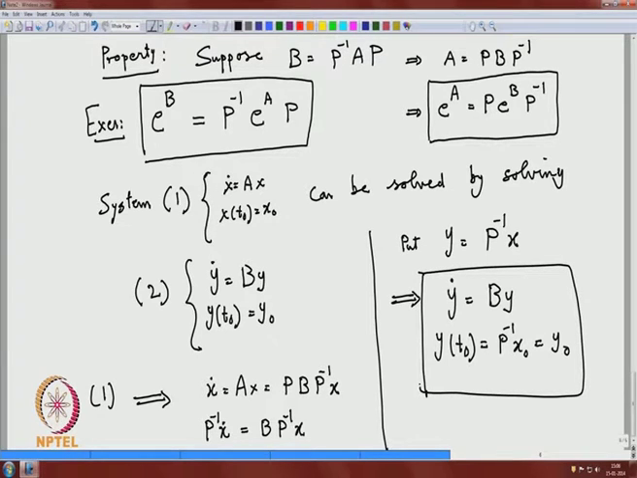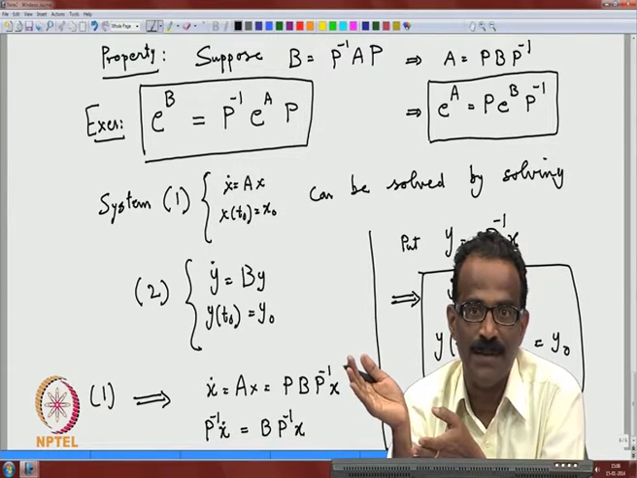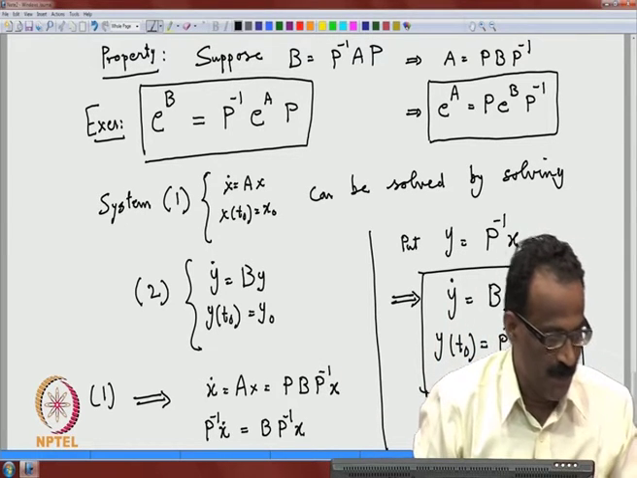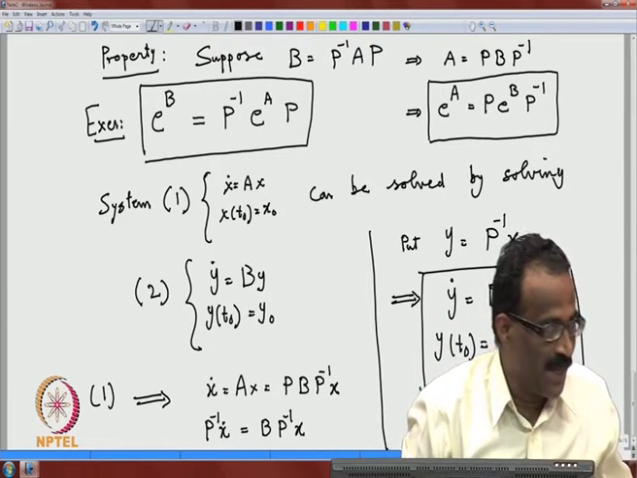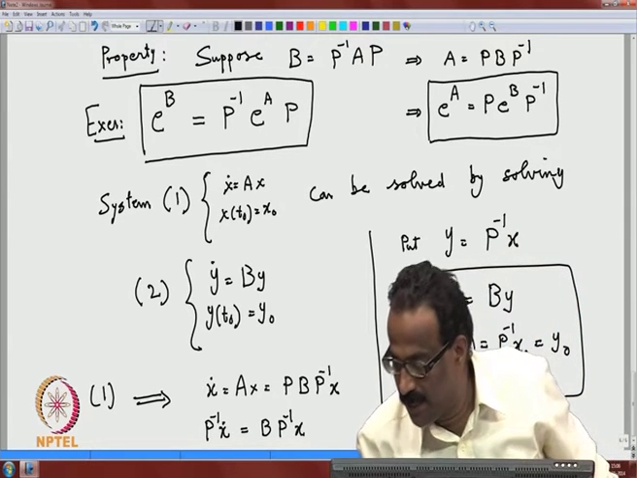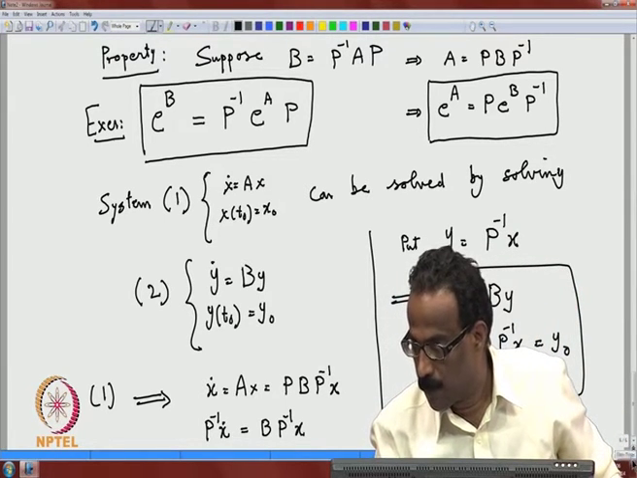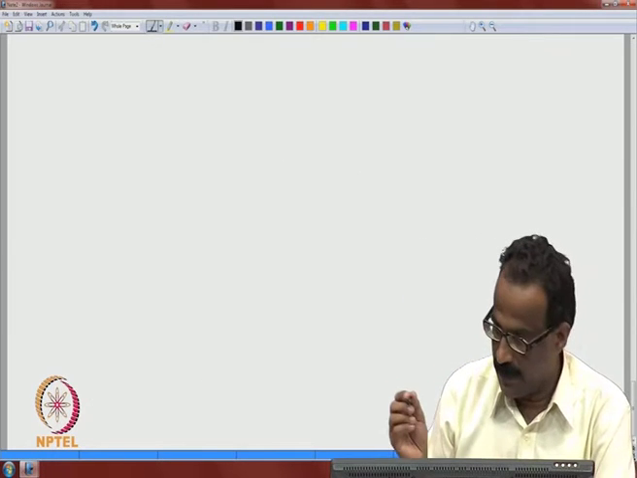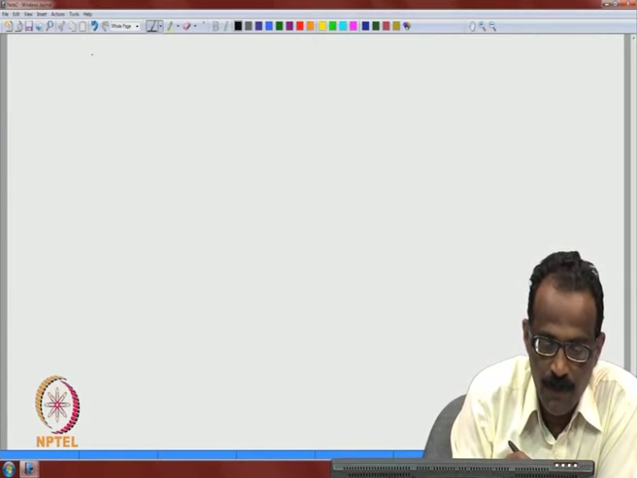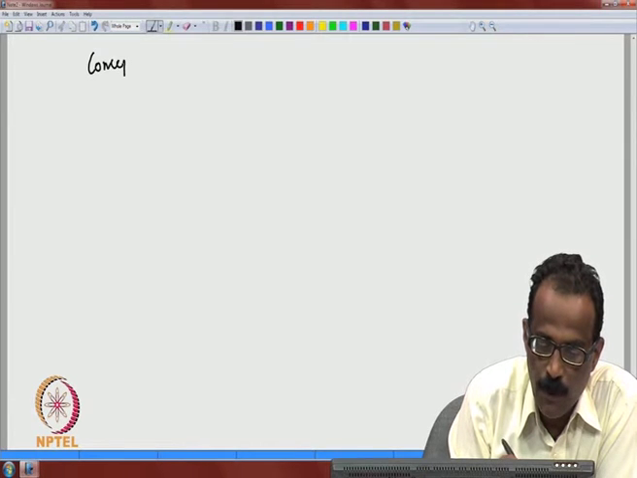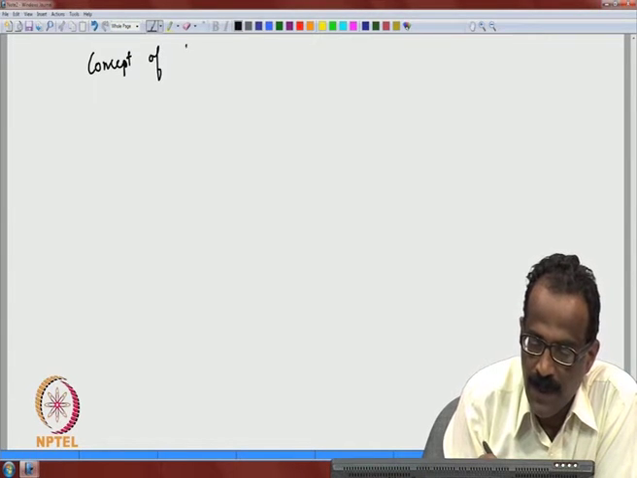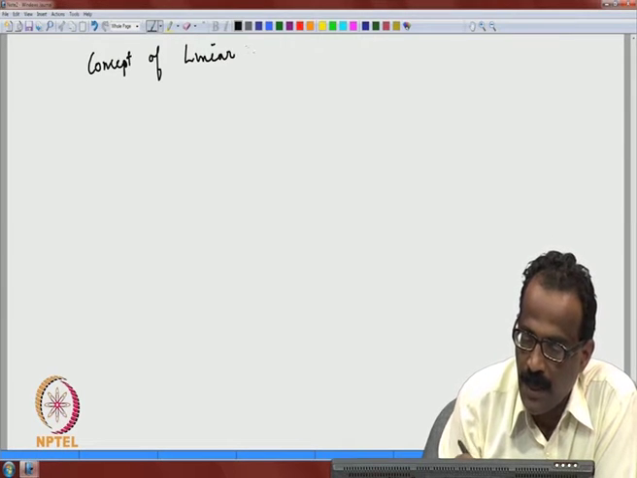So, you can solve your system. If you have two matrices that are similar, the solution of the system corresponding to one matrix can be obtained by solving the system corresponding to the other. So, such two matrices are called linearly equivalent. This leads to the concept of linear equivalence.